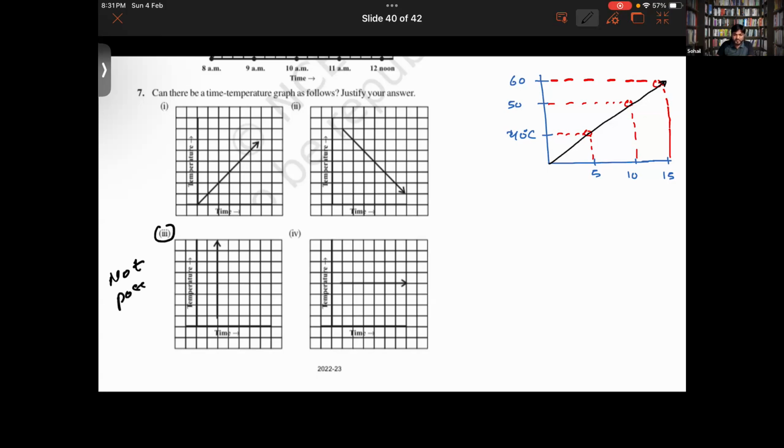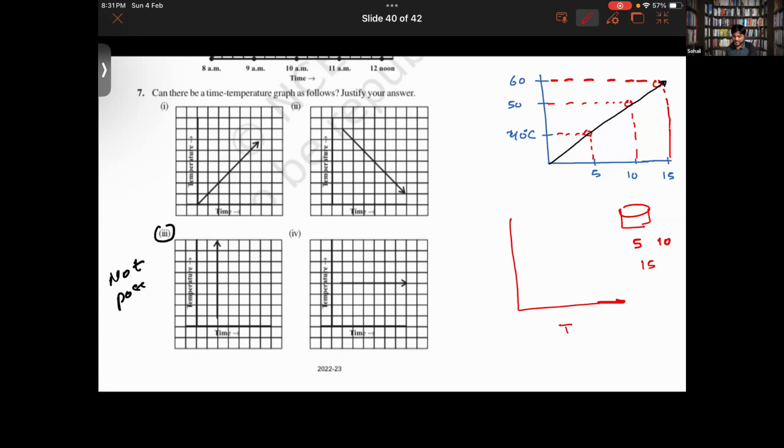While the fourth one, is it possible? In some cases, it can be possible. Does it have to start from zero, the origin? No, that is not necessary. For example, let's say there is water which you are not heating. If water is not being heated, even after 5 minutes, 10 minutes, or 15 minutes, the temperature is going to remain the same.